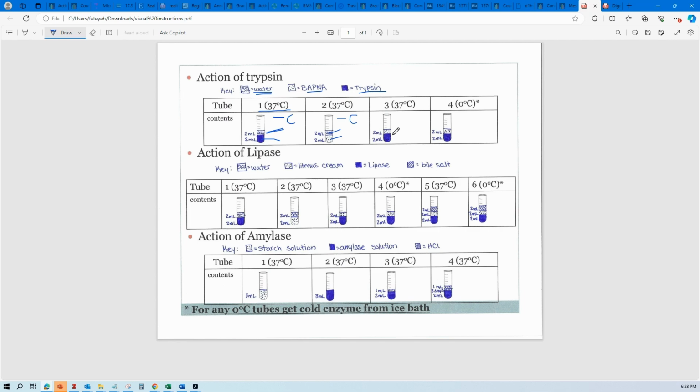And here again is BAPNA and trypsin at 37 degrees, BAPNA and trypsin at 4 degrees. So you can go back to your lab notes and see what you found under those conditions and be able to explain that. Same thing for the lipid, just follow this. This should guide you. This sheet of paper is also in your supplemental material.